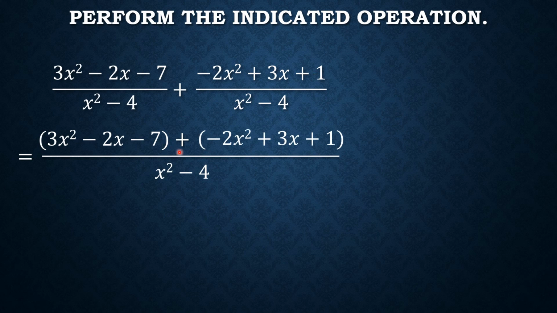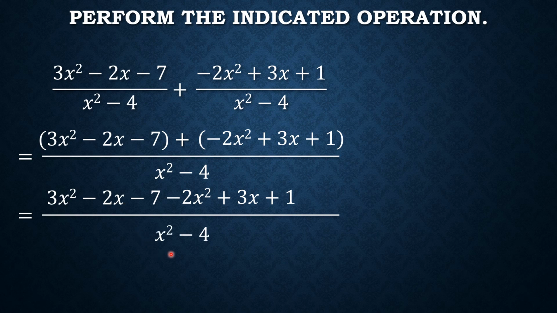And then in this case, since the operation is plus, pwede eliminate na natin yung parenthesis, hindi na makaka-apekto yun sa loob. Okay, so it's like ganito lang, no? Kung nakaganto siya, meron kang 1 dito, and then you get to distribute positive 1 to all the terms na nasa loob. So this becomes, by eliminating the parenthesis, 3x squared minus 2x minus 7 minus 2x squared plus 3x plus 1. Remember, positive, negative is negative. Positive, positive is positive. All over x squared minus 4.